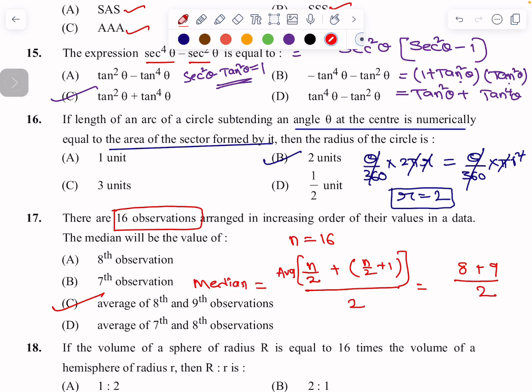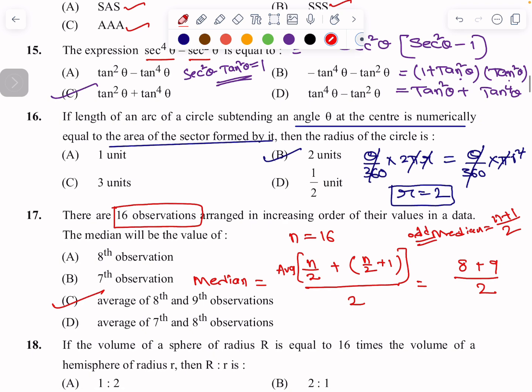This is the formula for the even number. For an odd number, how do you get the median value? The median for an odd number is (n plus 1) whole by 2. Okay, this is for the odd number. For an even number, use this formula. Okay. Next question, number 18.